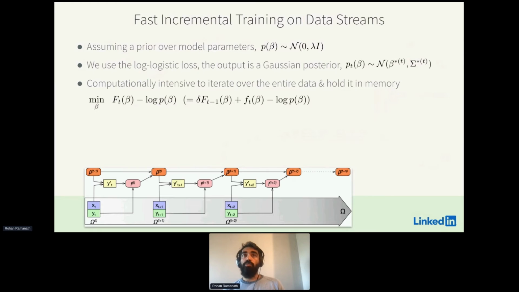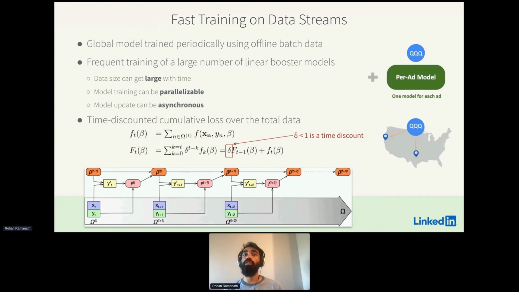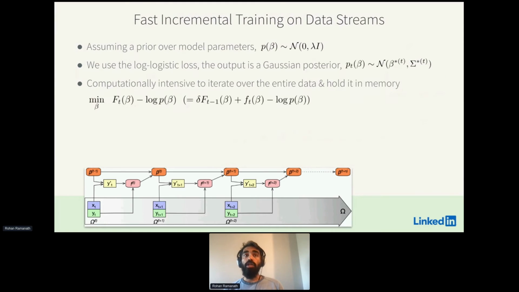Now, a big problem with the current formulation is that the loss function still depends on all of the data from time 0 all the way until time t, which means I need to hold all of that data in memory to be able to train over this loss function. To work around this, what we do is we introduce a Gaussian prior over the model parameters. Let's call that P of beta. And because our loss function is a log logistic, we will also get a Gaussian posterior. And now we rewrite the loss to include the prior term.